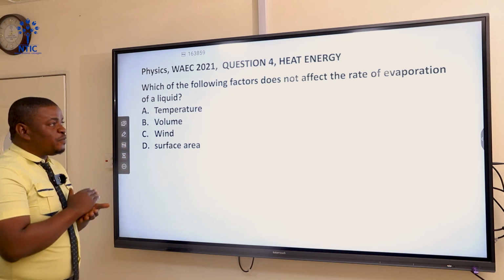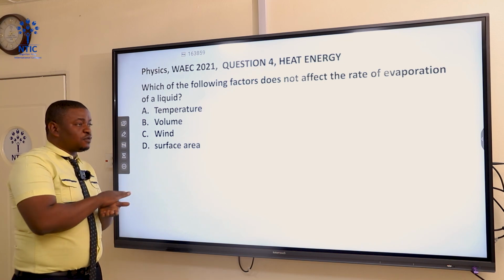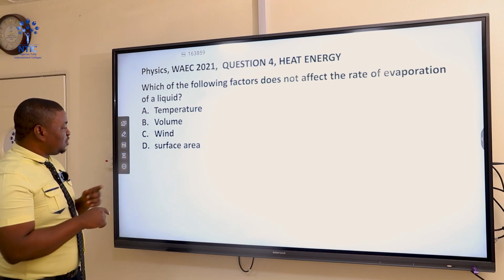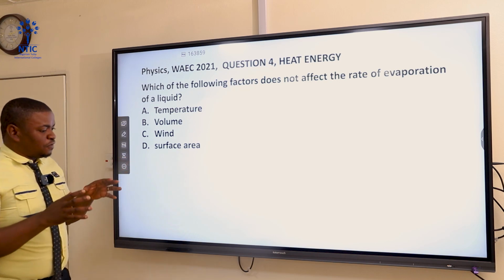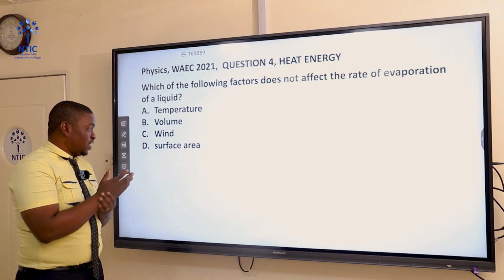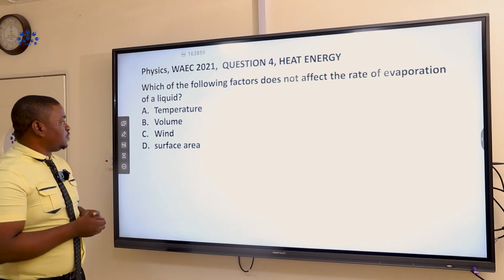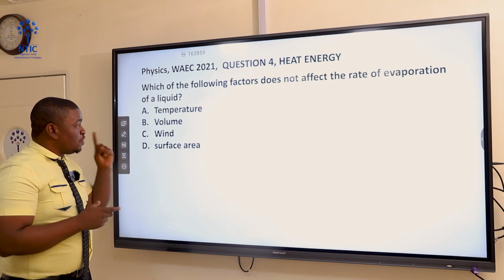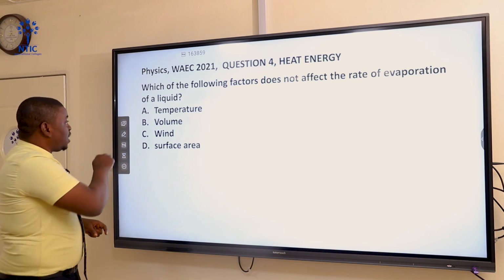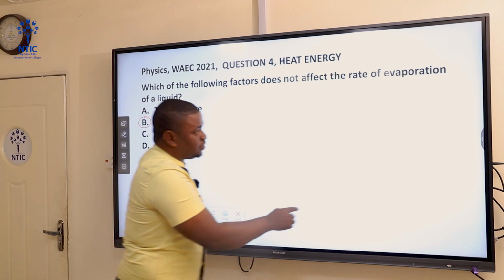Wind, yes. Evaporation occurs at the surface of a liquid. So if the wind blows across the surface of a liquid, definitely the rate of evaporation will increase. The next one is surface area. Yes, the area of the liquid exposed to the atmosphere determines the amount of particles that will be what? Evaporated from the surface. So temperature affects the rate of evaporation, volume does not have an effect, wind has an effect, and surface area has an effect. So the right option here is option B, which is what? Volume. Next.